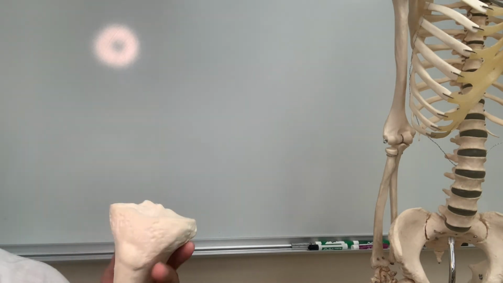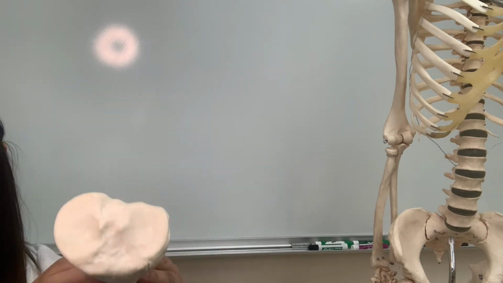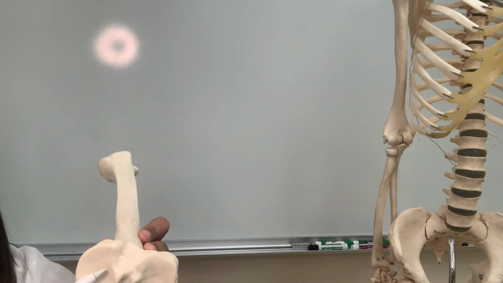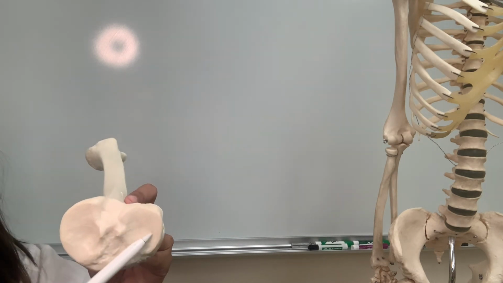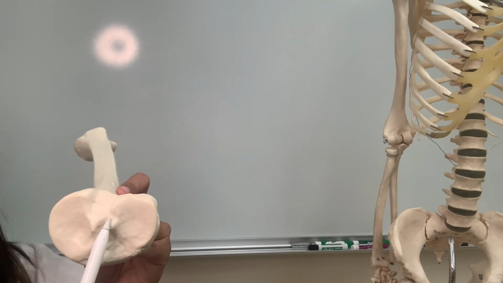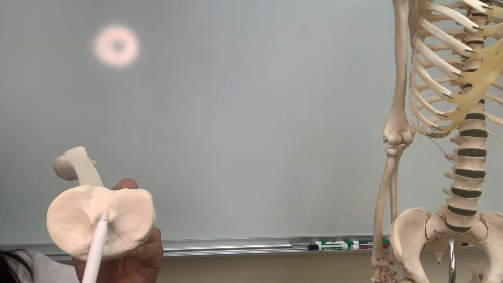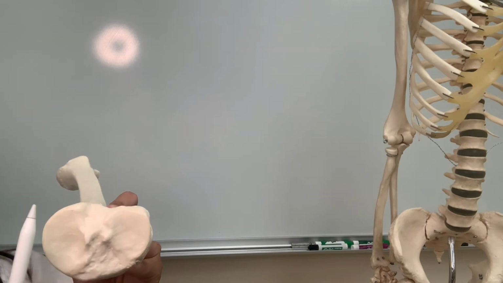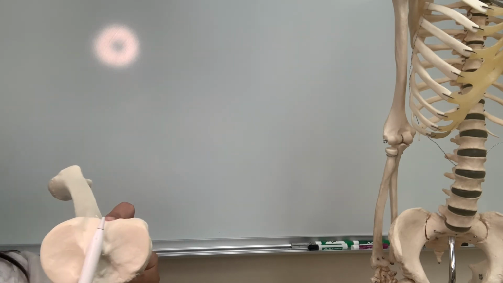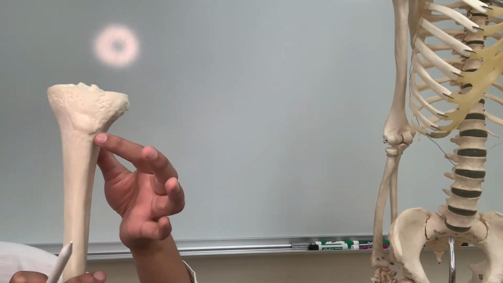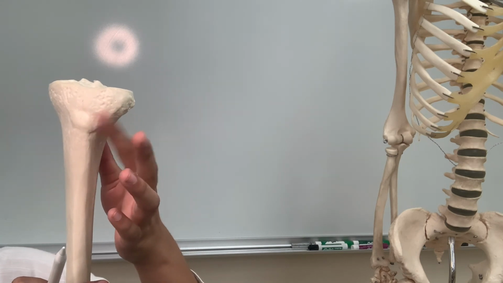Now let's look at the head right here. So we have the medial condyle, the lateral condyle, and these little structures right here are your intercondylar eminences. So these little structures in between the condyles are your intercondylar eminences. So medial, lateral, intercondylar eminences. If we look right here, we have this roughened surface. So this right here is your tibial tuberosity.